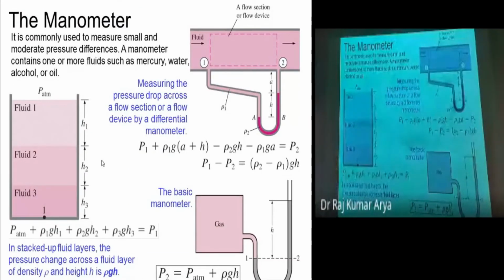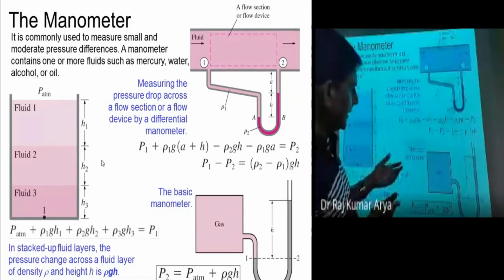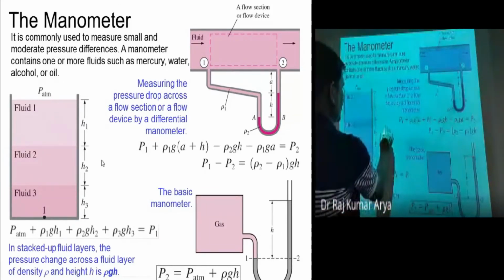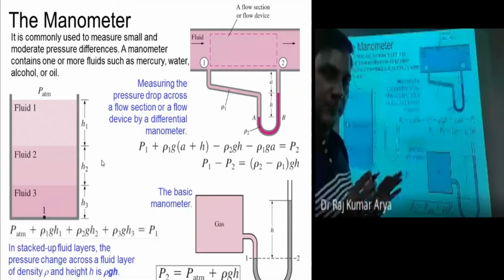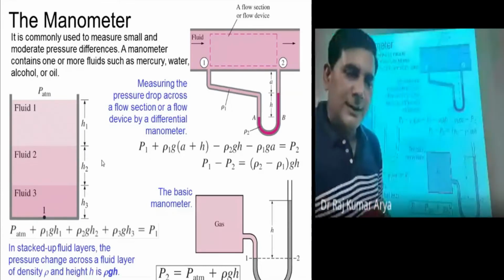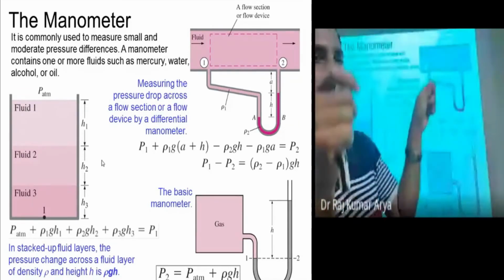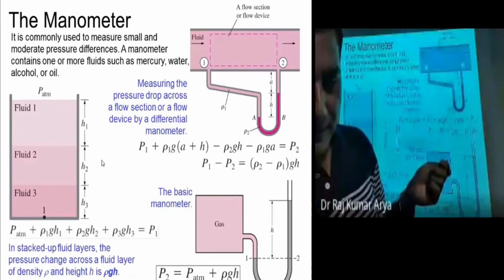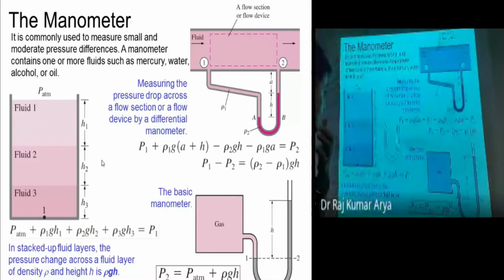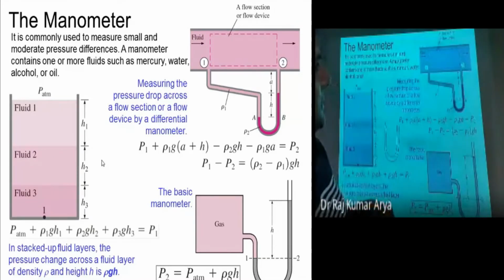Now, the next part, the manometer. A manometer is just a simple U tube. For the time being, it is a U tube. Once you connect it to a particular flowing fluid, at that time it becomes the manometer. Fine. The manometer's purpose is just to measure the pressure differences between two points.